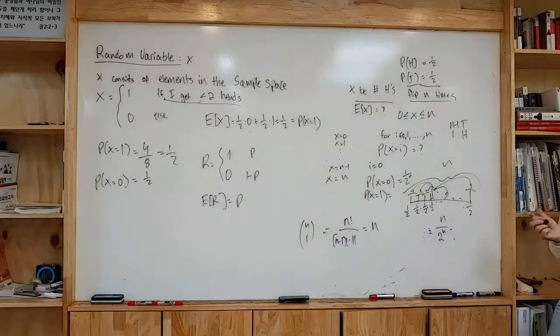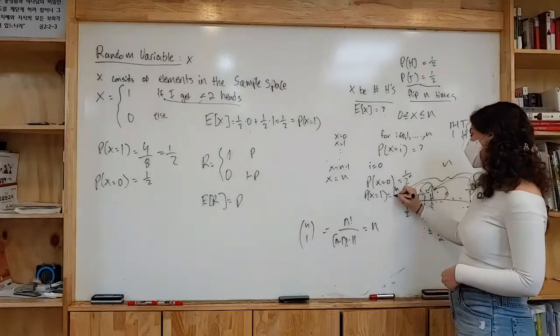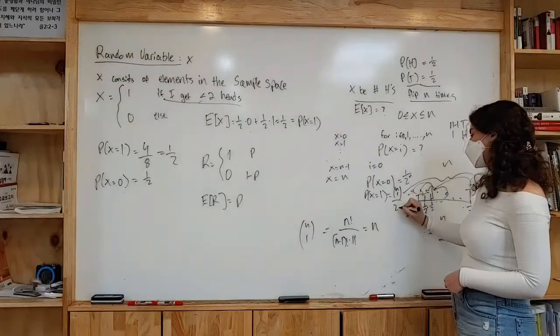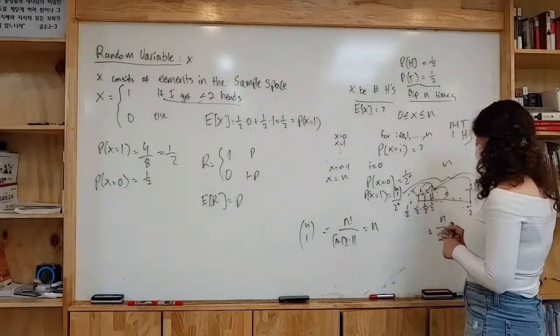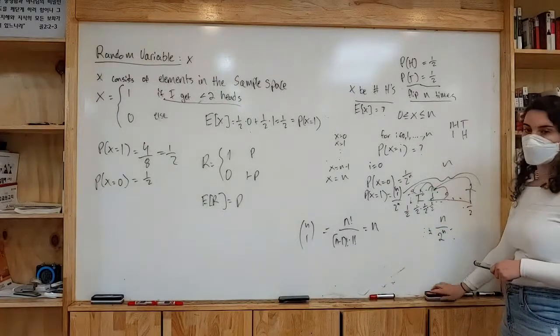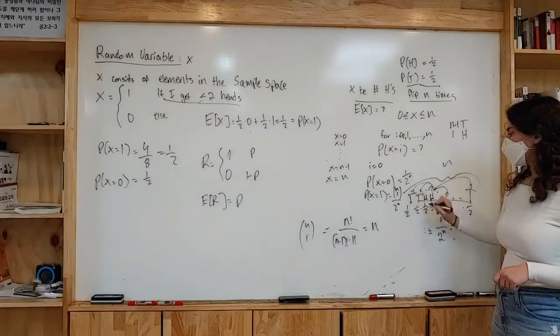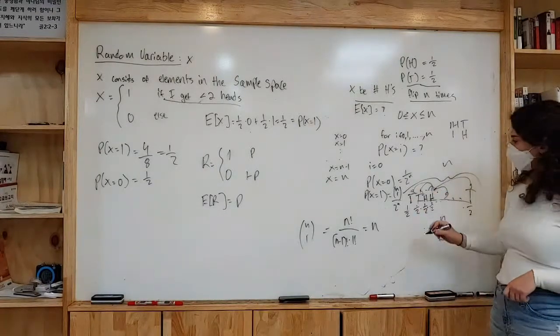You guys seen this, right? So this is n over 2 to the n. Okay? Or I'll write it as n choose 1 over 2 to the n. Same thing. Alright, now what am I going to do? I'm going to change another one to an H. What happens now? Now I have two H's.